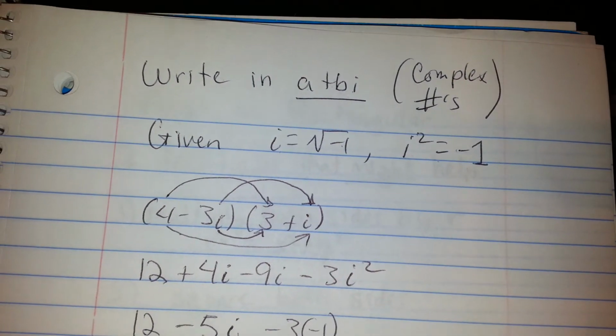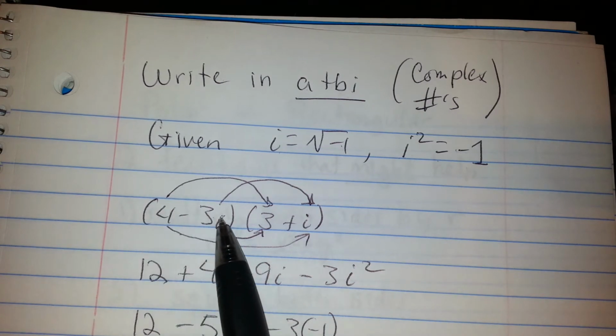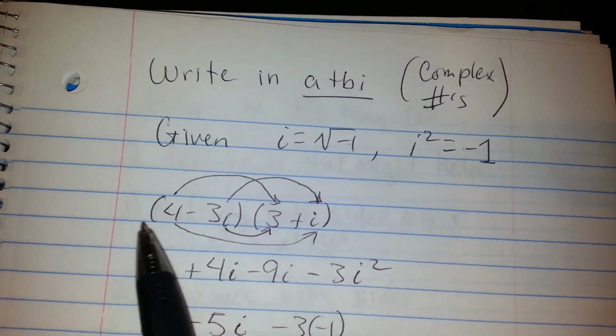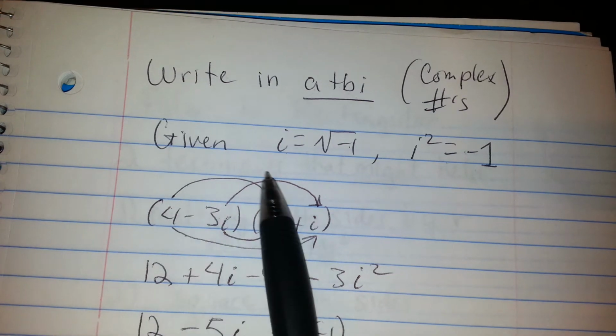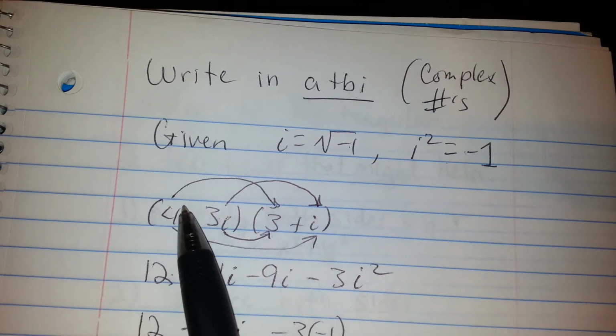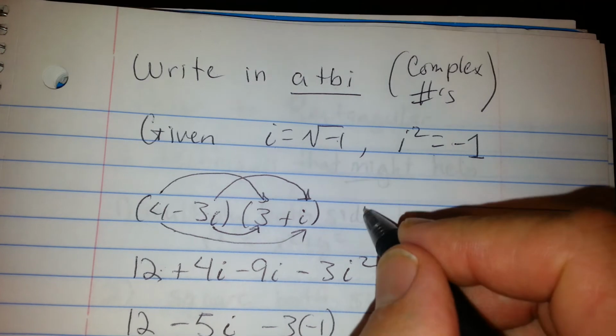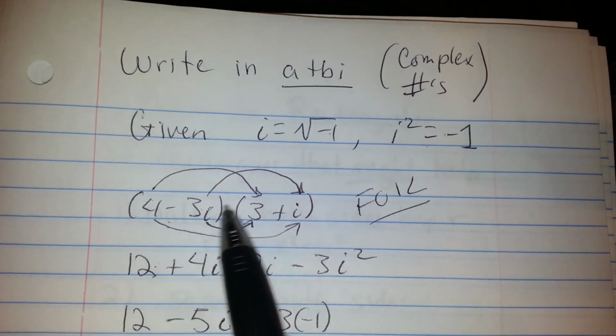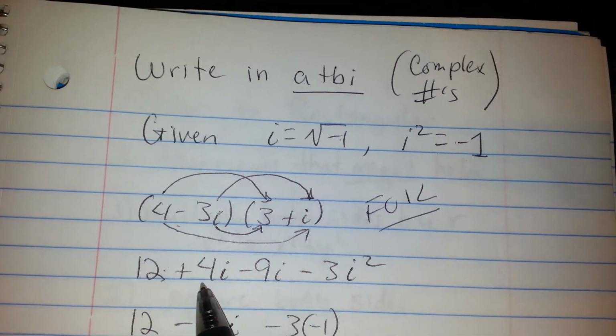Now notice what I have here. I've got 4 minus 3i times 3 plus i. I'm going to convert that and simplify it. So I'm going to do just FOIL. First times first is 4 times 3, which is 12. And then my outer, remember our FOIL, the outer is 4 times a positive i, that's 4i.